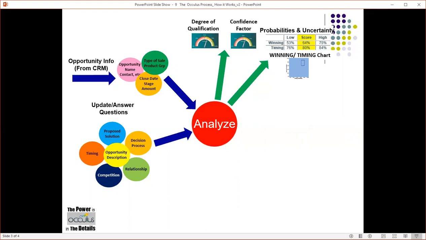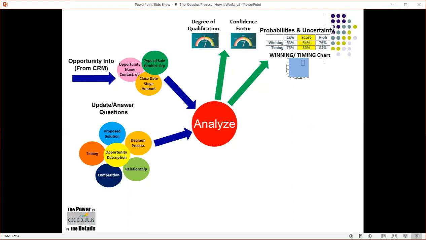So what we're really saying here on the winning axis is the chances of me winning this deal can range from a low of 53% to a high of 75%. And that's a fairly broad range. And the reason that range exists is because there's information about this deal that directly impacts my chances of winning it that I don't have. And we say the same thing on the timing axis.